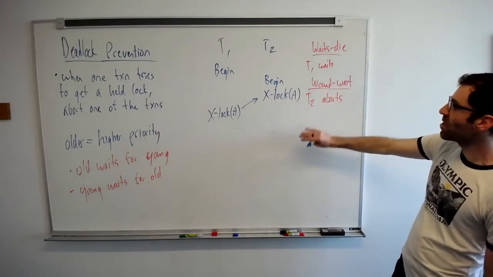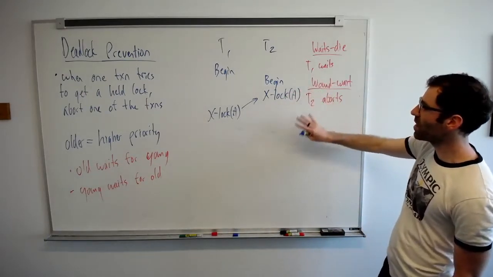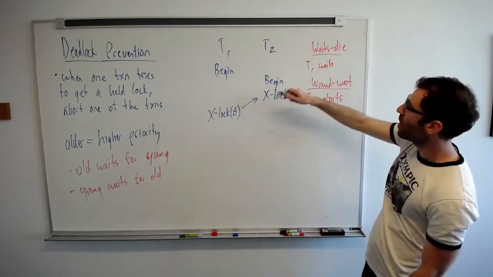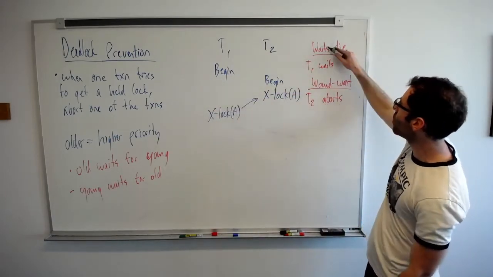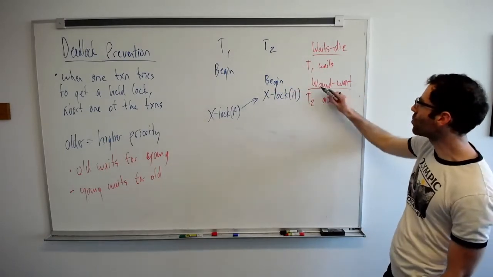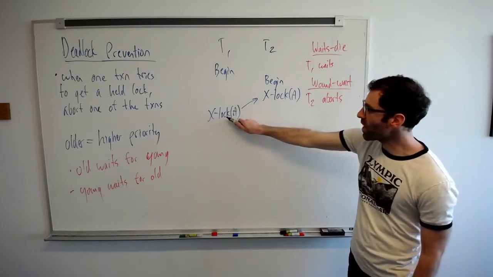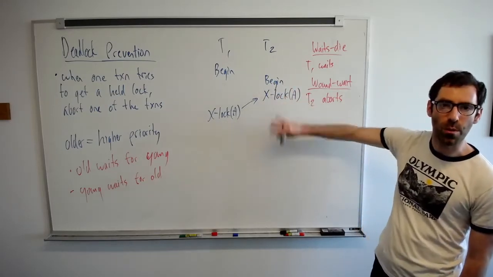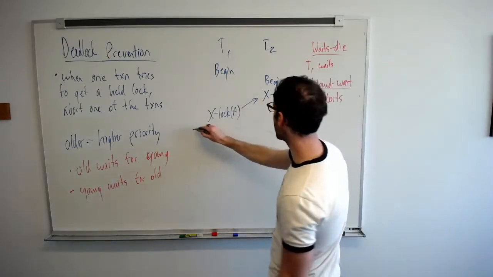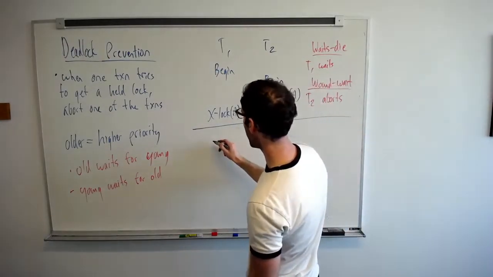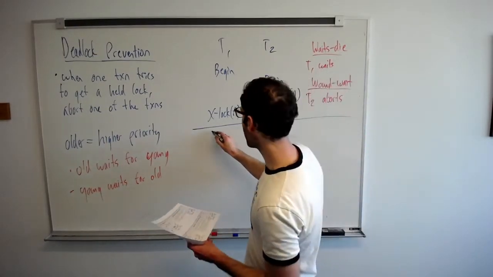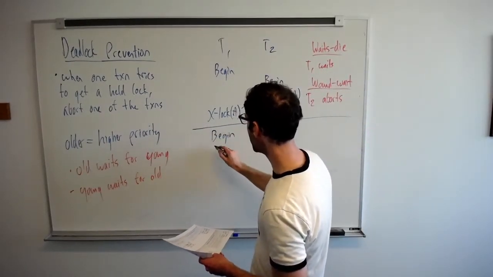In this case, under wait-die, our old transaction is going to wait for the younger transaction when it tries to acquire a lock. Under wound-wait, our older transaction is going to wound, that is, abort, our younger transaction and take the lock.